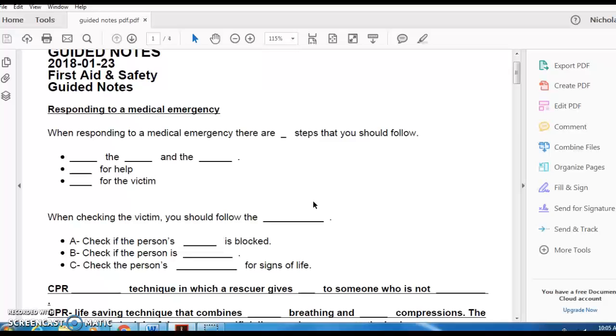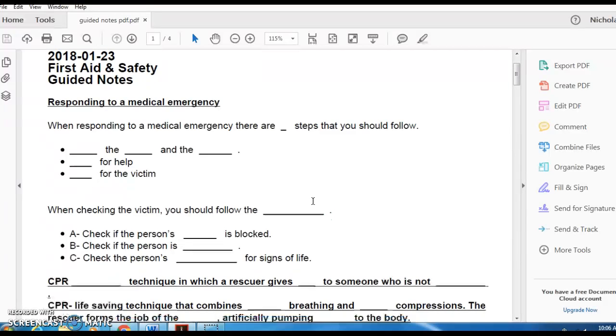The next step is call for help. Obviously, that would be calling 911 to get medical assistance. And the third step is care for the victim. They might be scared, they might be very nervous, so we're just going to be there to care for them. So those are the 3 steps. And then when we're checking the victim, you should follow the ABC procedure.